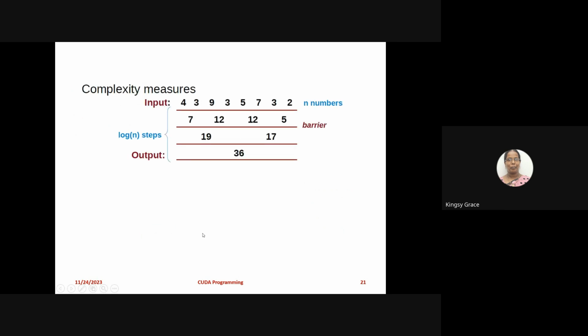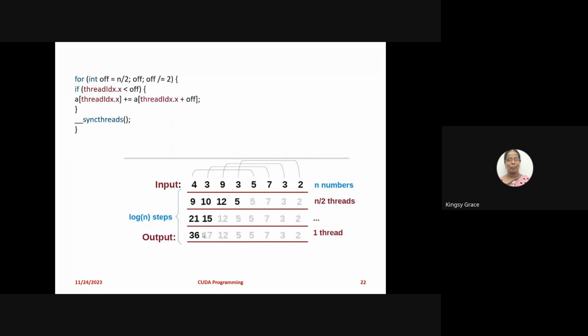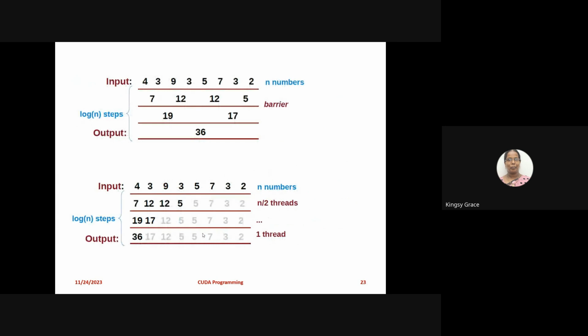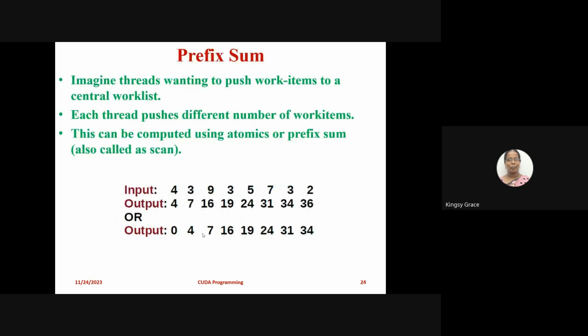This is another way. Here all the values are in the middle. Here all the values are in the first thread, thread 0. This will help for reduction. Both the diagrams are in a single slide. That's all. And one more concept is there, the prefix sum.